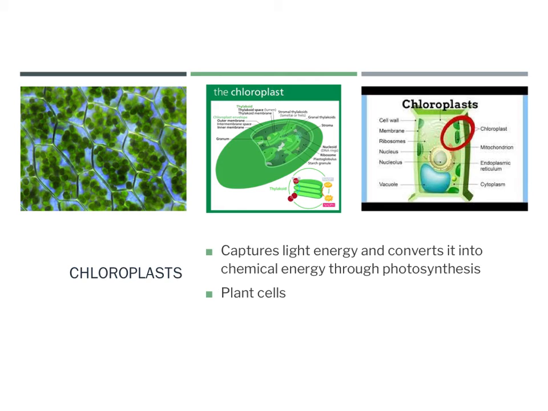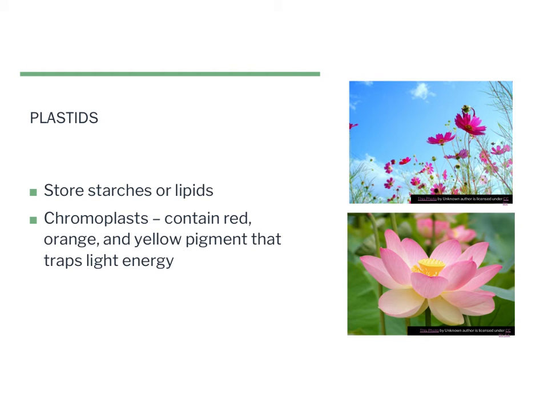And chloroplasts belong to a group of plant organelles called plastids. So plastids have a variety of different functions, but some are used for storage, so some store starch or lipids. And they also contain something called chromoplasts. These contain the red and the orange and the yellow pigments. These also trap light energy. And then these are what provide color for different flowers and plant structures.